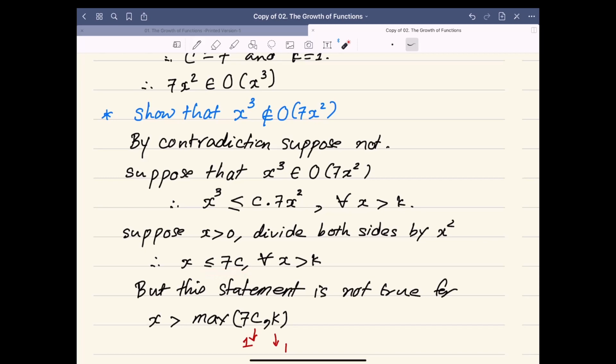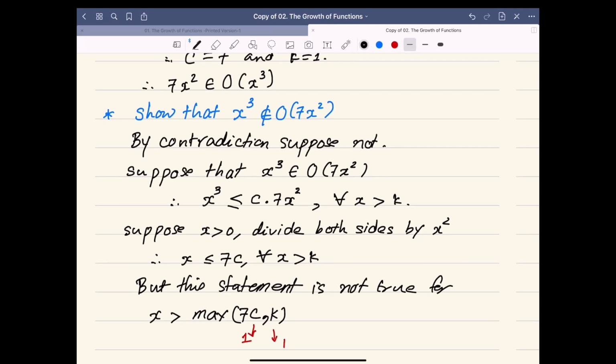Also, if c is 2 and k is 1, then 7 divided by 2 is 3.5, so the maximum is determined accordingly. Any x greater than 14 will make this statement false, and the inequality is incorrect. And this gives us a proof by contradiction that this statement is not correct. So this statement is correct, and this statement is not correct.